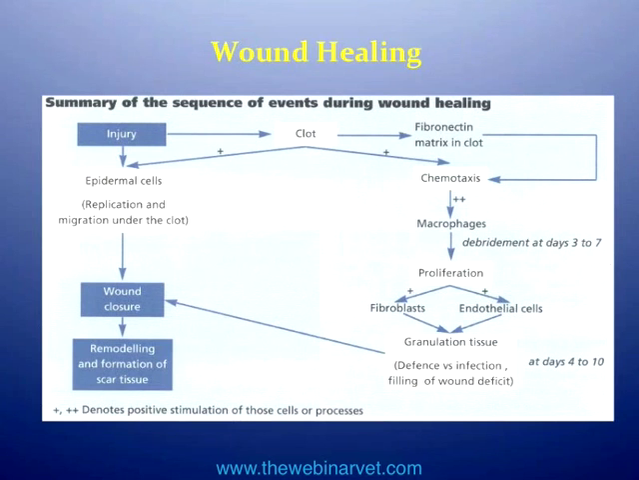Wound healing basically can be summarized in the following way. You get an injury, whether that be traumatic or surgical, and at that point you then get the formation of a clot. That clot can then lead to chemotaxis, and following on from chemotaxis you get the invasion of macrophages and then subsequently proliferation. Alternatively, the clot or the injury can literally return to epidermal cells, and then wound closure can be achieved.